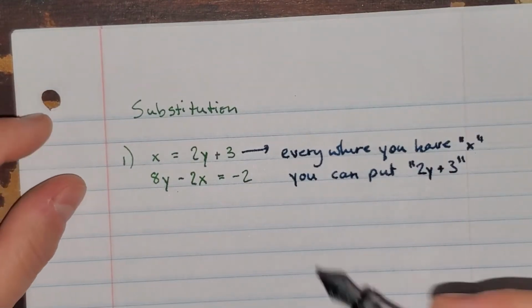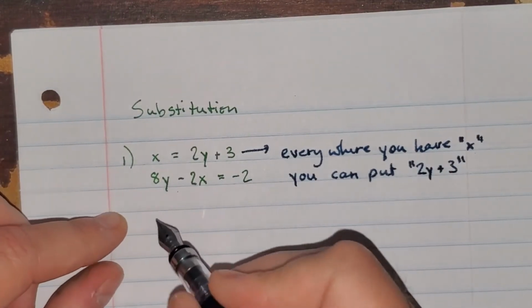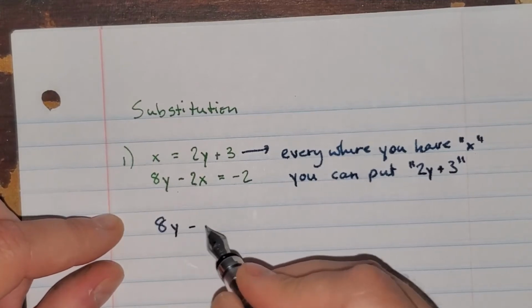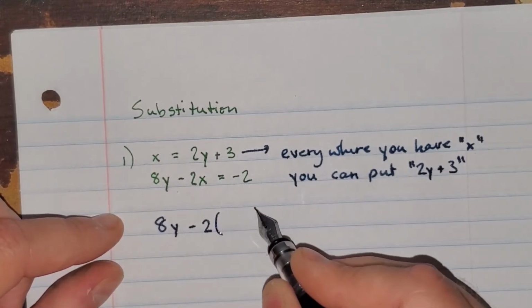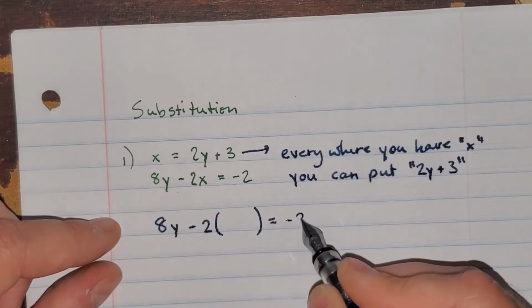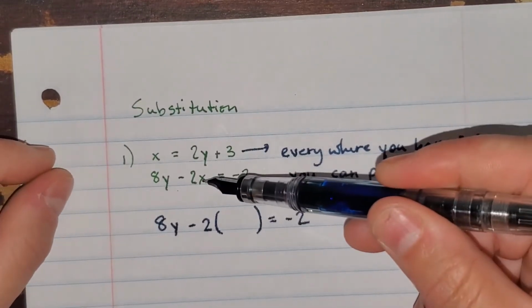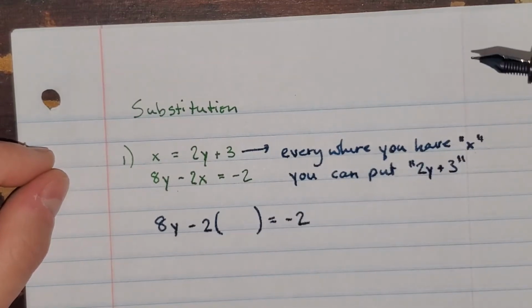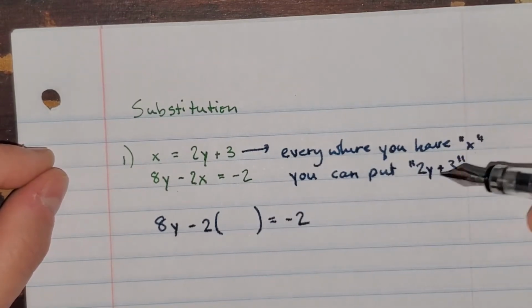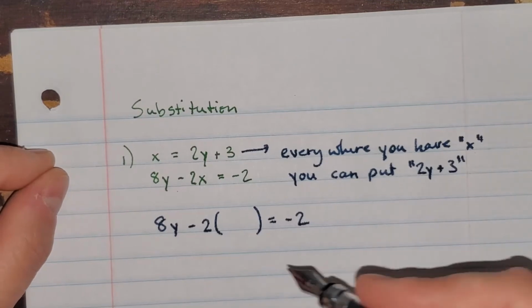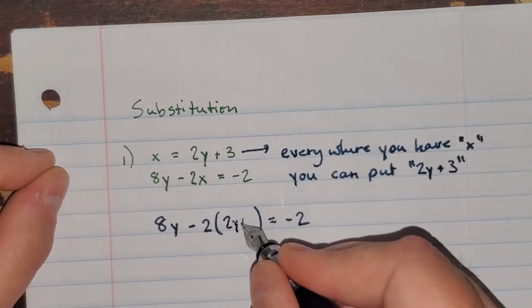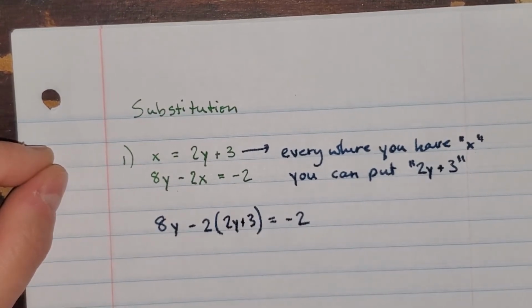So I'm going to take this bottom equation, and I'm going to say 8y minus 2x equals negative 2. See what I did there? Instead of writing the letter, I put parentheses. Now, what do I know about x? X is equal to 2y plus 3. So I'm going to put 2y plus 3 in those parentheses.